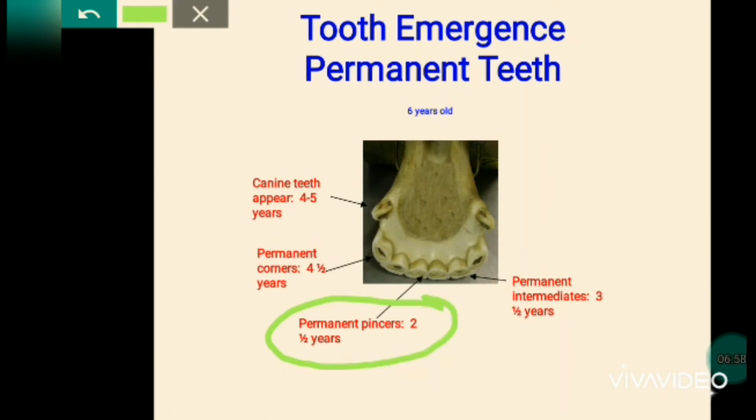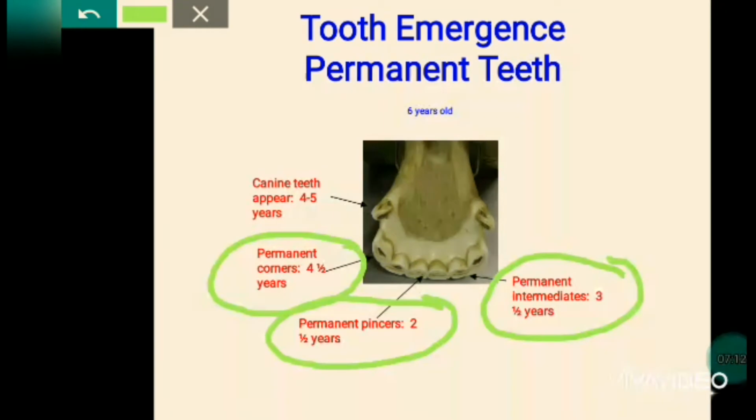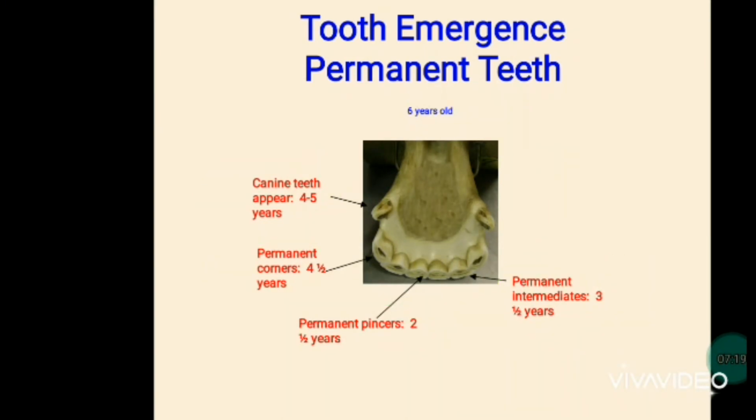The permanent central incisor, also called the pincer, will appear at the age of 2.5 years. The permanent intermediate will appear at the age of 3.5 years, the permanent corner at the age of 4.5 years, and the canine tooth at the age of 4 to 5 years. So if the first permanent tooth appears, the horse is above 2.5 years. If the intermediate is also seen, it's 3.5 years. If the permanent corner is also seen, that is 4.5 years. If canine teeth appear, the horse is 5 years of age.